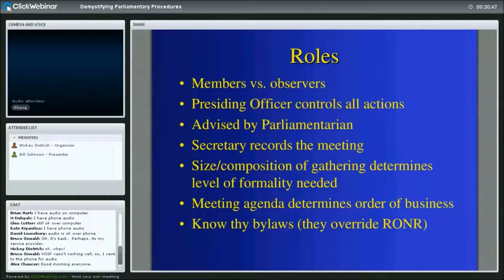There's always an agenda that determines the order of business. We'll talk about that in a minute. If it's not specified in the bylaws what the meeting agenda is, Robert's Rules has its own meeting agenda that would then take over. And it's equally important to knowing how Robert's Rules work to know what your bylaws say, because the bylaws supersede Robert's Rules in all cases. So if you're a presiding officer, your first obligation is to know what's in your bylaws. And then your second obligation is to either know the parliamentary procedures yourself or have a parliamentarian sitting close by who can advise you.